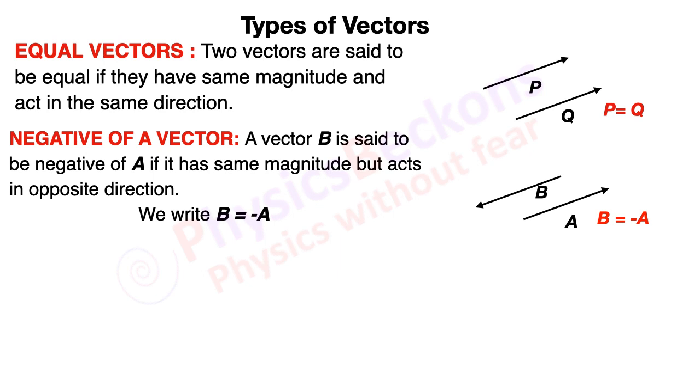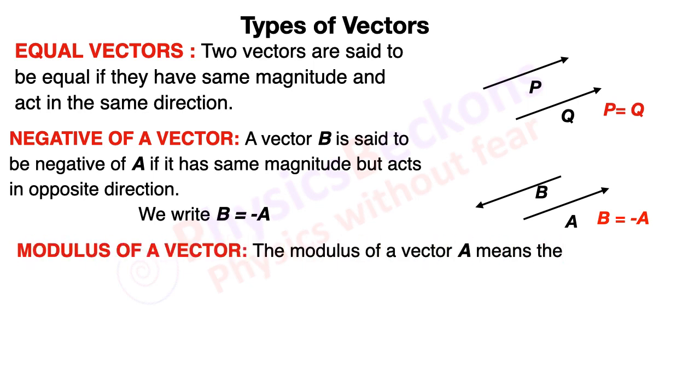Another pertinent point of difference between equal vectors and negative of a vector is: for equal vectors, the angle between the two vectors is 0 degree. Negative of a vector makes an angle of 180 degree with the vector.